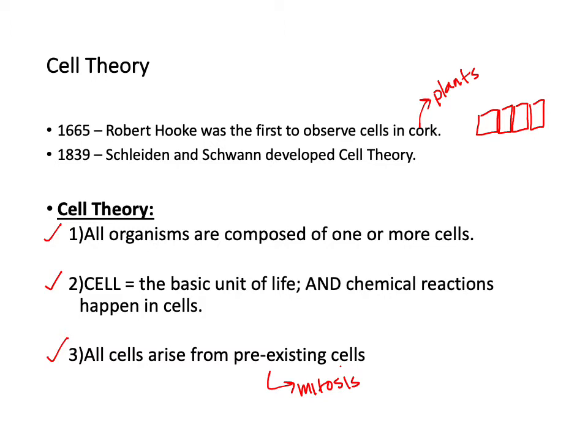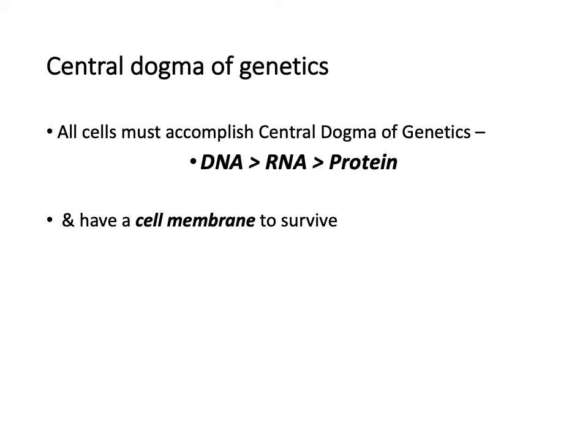Along with these ideas that are posed in the cell theory, there is one other idea that cells have to perform in order to be considered a cell that can survive, and that is that cells must be able to accomplish what is called the central dogma of genetics. A dogma is just something that has been shown countless times to be true, and so is now accepted as fact. But what the central dogma of genetics is in biology is that we have DNA, which stores information, and DNA can be used to create RNA, which is then used to create proteins.